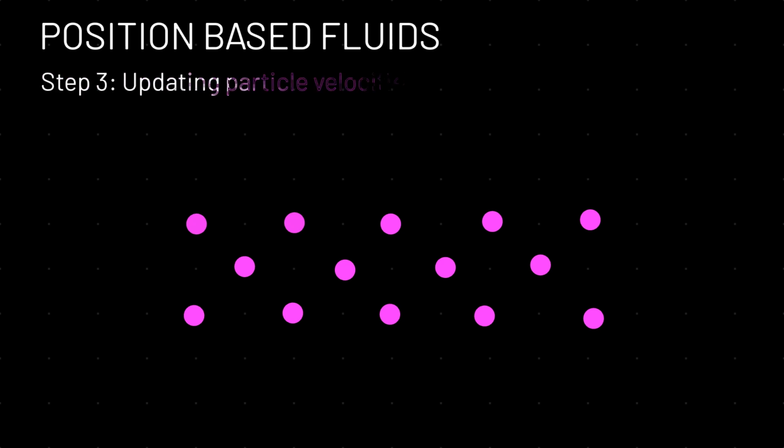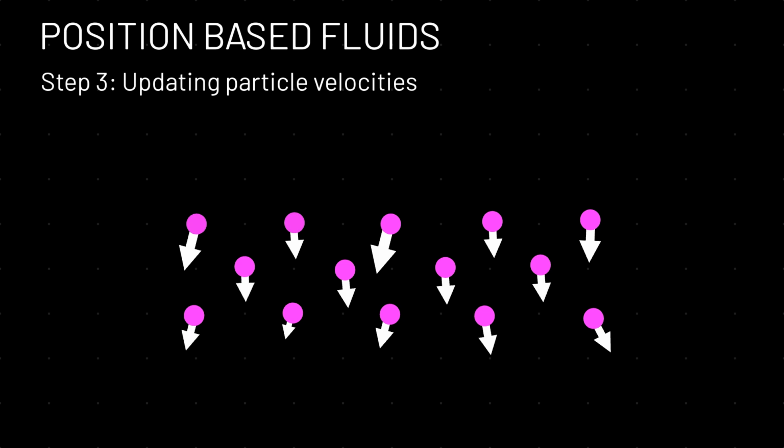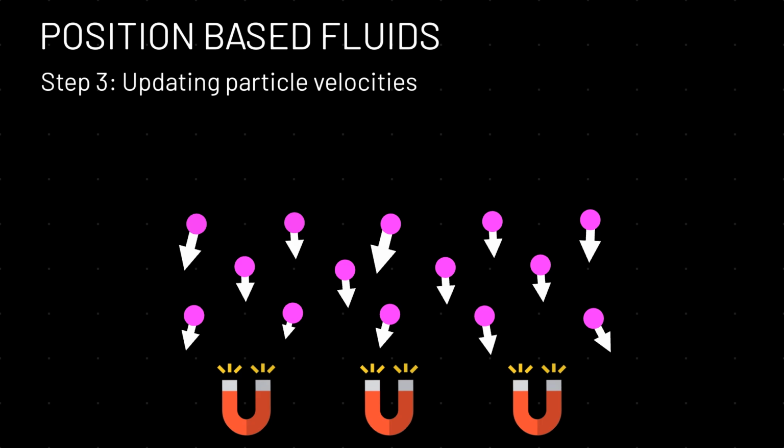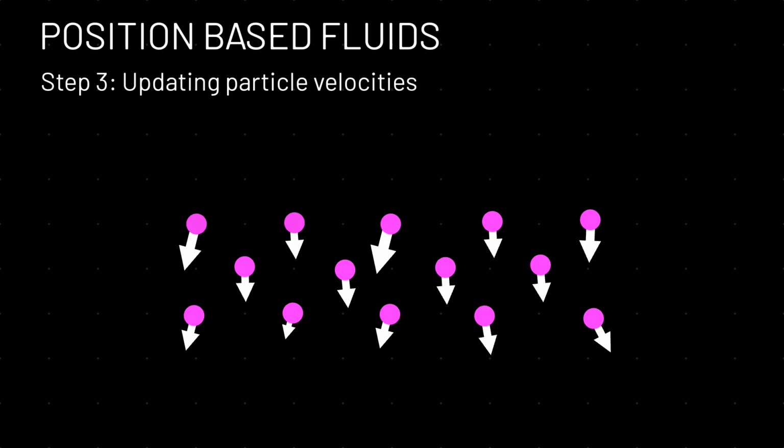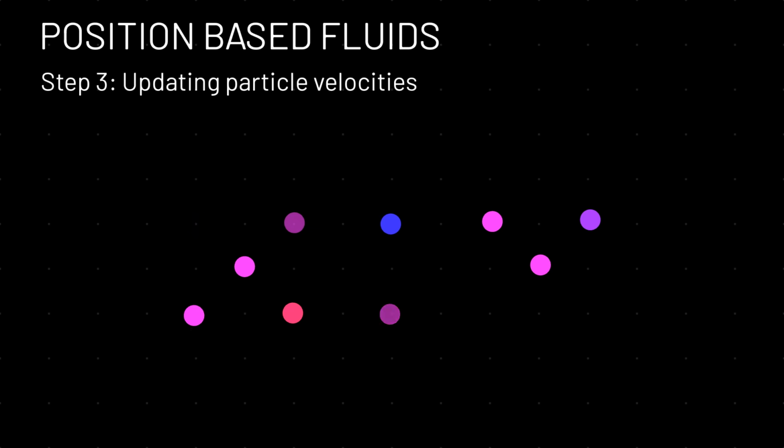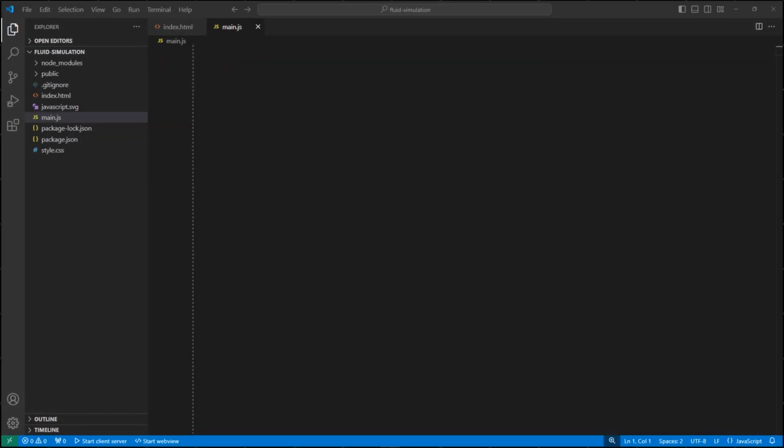In the last step, we use the particles' final positions to calculate their velocities. Then, forces such as gravity are applied to influence the particle's motion in the next update loop. Optionally, you could apply color to the particles based on their velocity to enhance the visual effect. Now let's take a look at how you might implement these steps.